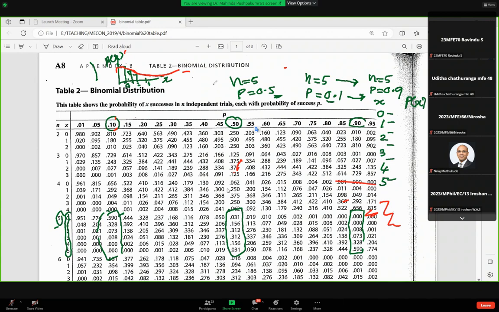Then what is the shape of distribution related to this one? It is a symmetrical distribution. For this one, the distribution is left skewed. It is like this.